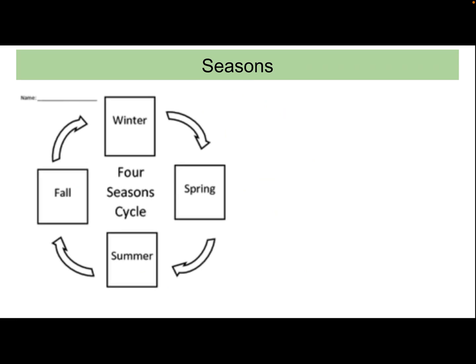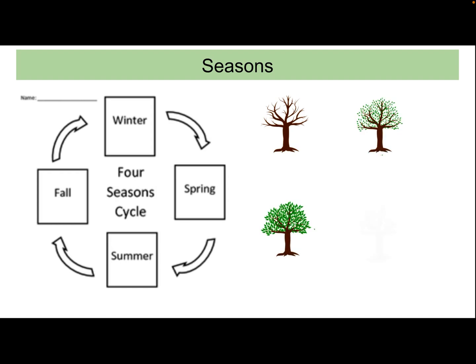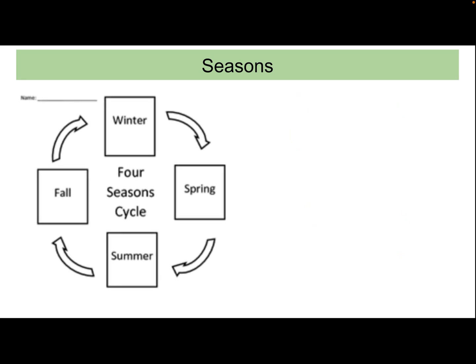Another way that an author might show how events happen in order is when they talk about the seasons. No matter where an author starts, the seasons always go in the same order. Let's say an author starts with winter, then spring, summer, and fall. The seasons always happen in the same order.